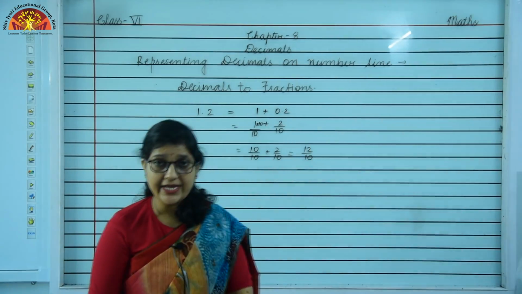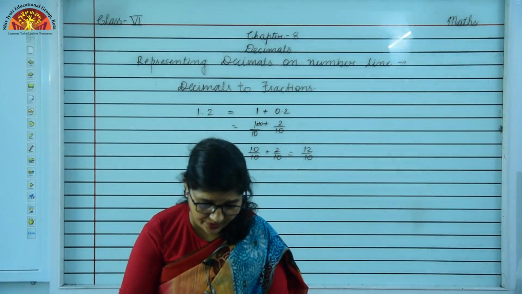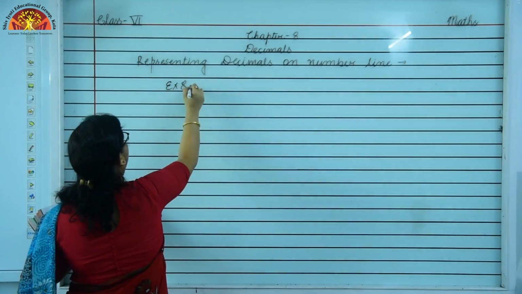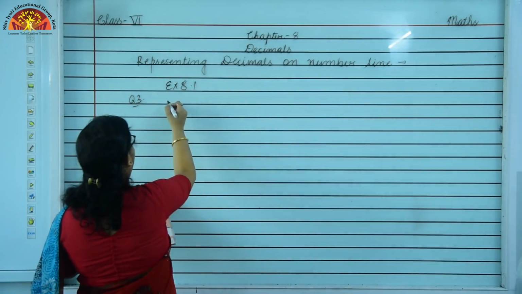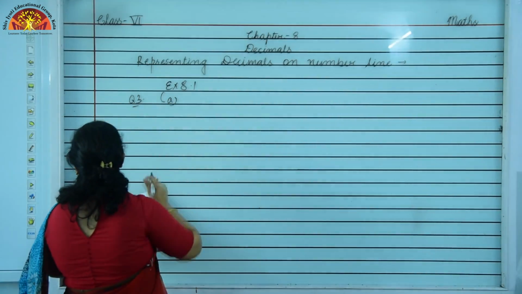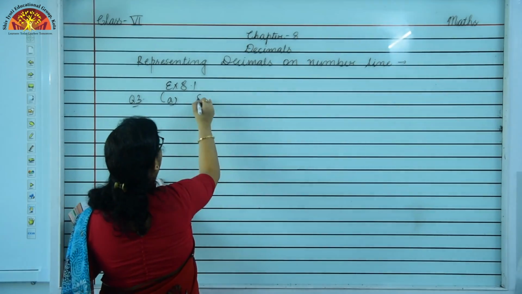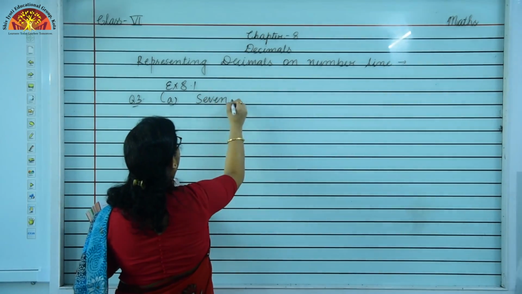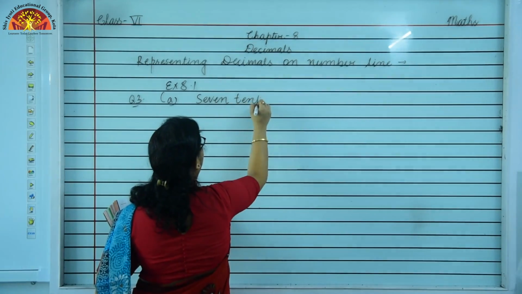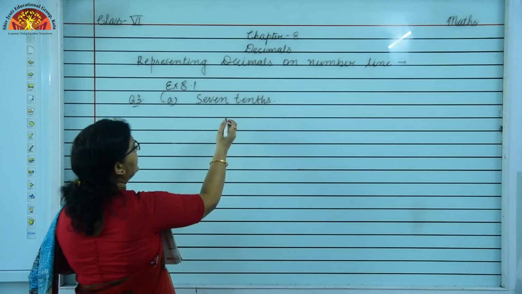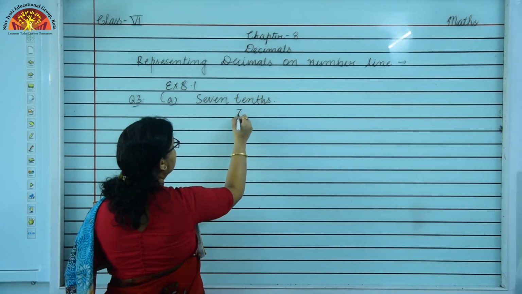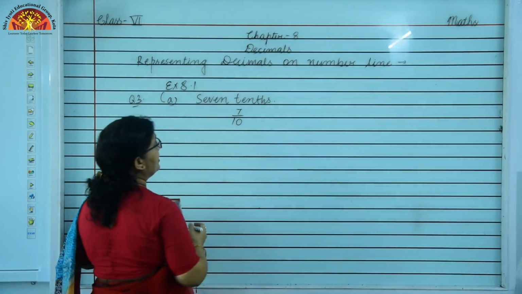Now students, we take some questions from exercise 8.1. A part is 7/10. Now how do we write 7/10? 7/10 means 7 upon 10. Understood?